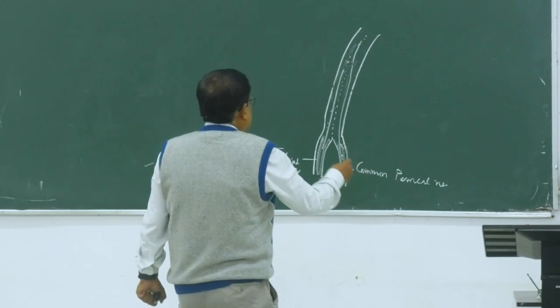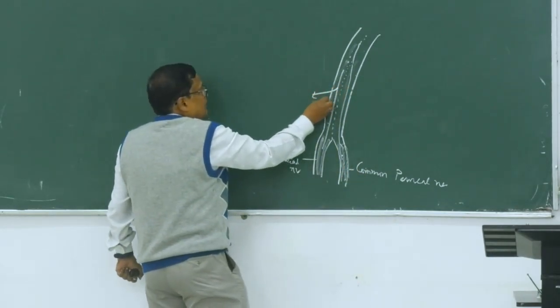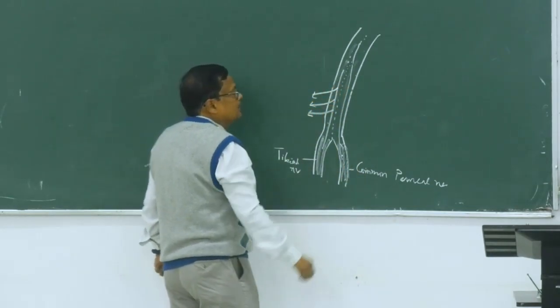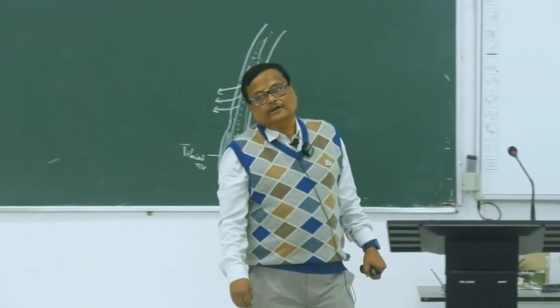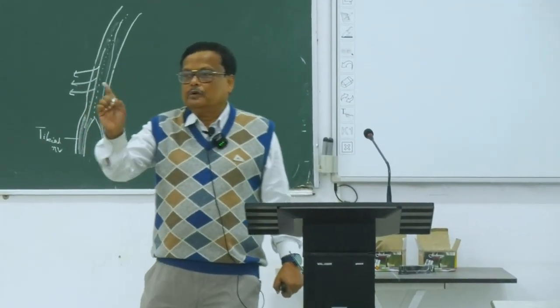So this hamstring group of muscle will be supplied by the tibial component of the sciatic nerve. Not by the common peroneal component.